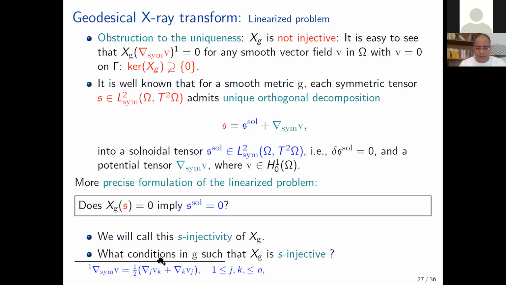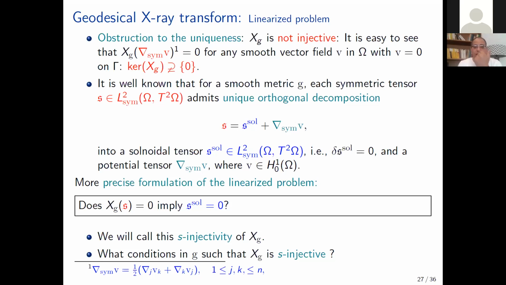The symmetric gradient of V is given by this expression. So then the kernel of this transformation, the X-ray transform, is not trivial. Moreover, we can prove that any symmetric tensor S can be decomposed into two parts: a solenoidal part plus a potential part. The solenoidal part satisfies that the co-derivative of this part equals zero, and the potential part is given by the symmetric gradient of a vector field V with V in H^1_0 of omega.